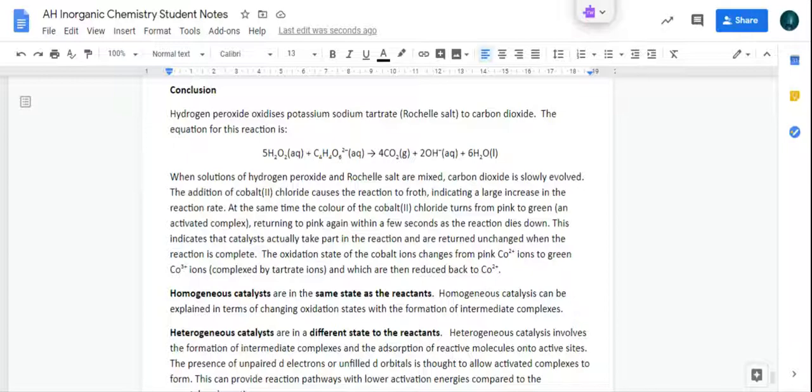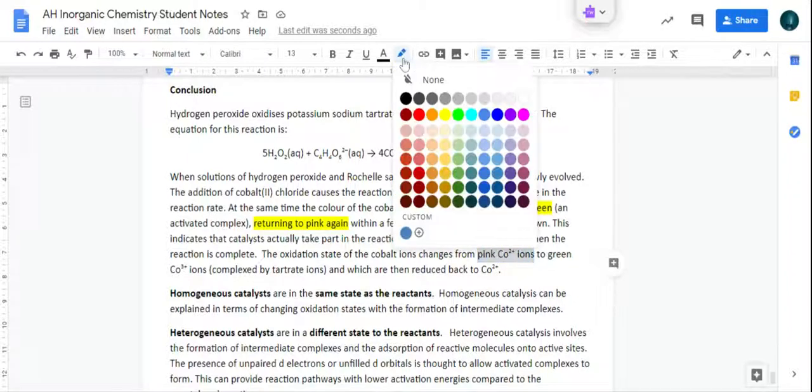And the color of the cobalt chloride turns from pink to green. That green is an activated complex. The color then returns back to pink again as the reaction completes. So this shows that the catalysts take part in the reaction, because of the change to the green. So a change actually happens to the catalyst, but they are regenerated, or they return unchanged when the reaction is complete.